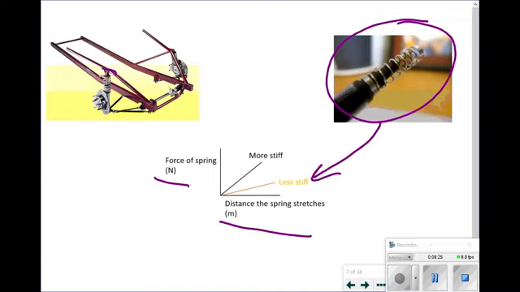However, cars and trucks themselves have springs that attach the tires to the frame of the car to help absorb impact. These springs are incredibly strong, and they resist force incredibly well. These springs do not compress a lot when you apply a lot of force. These springs are incredibly stiff.